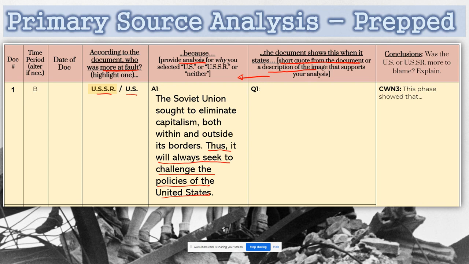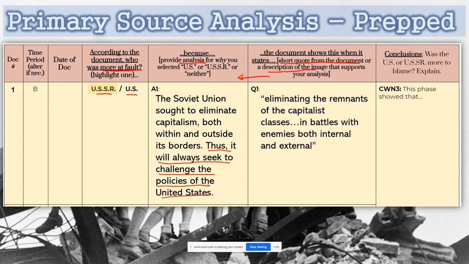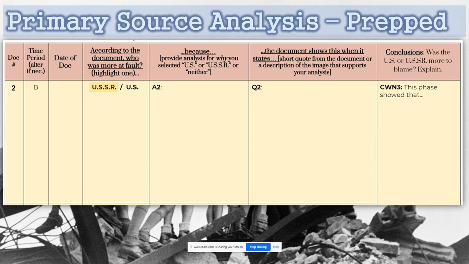And then once you have this analysis made, you're going to support it with a quote from the document. Okay? The Soviet Union says, "eliminating the remnants of capitalist classes in battles with enemies, both internal and external as well." So that's document number 1. Go ahead and do the same with document number 2. Read the document and determine whose side is more at fault. And I'm going to provide a sample for both of them. So go and pause the video right now.